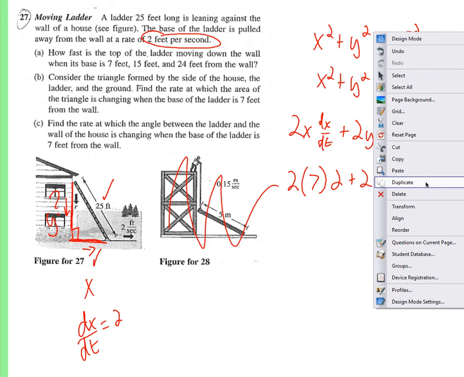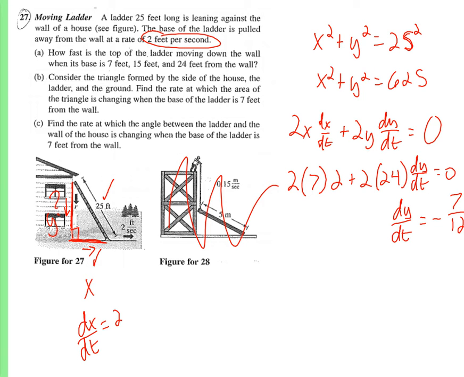Part B. Consider the triangle form of the side of the house, the ladder, the ground. Find the rate at which the area of the triangle is changing when the base of the ladder is 7. Now, this doesn't matter at all, does it? It's a really arbitrary area to find, the area between you and the ground and the house. But it's an exercise that really makes sense.